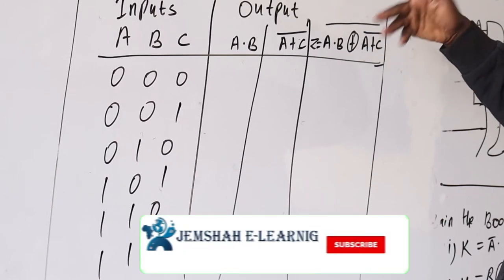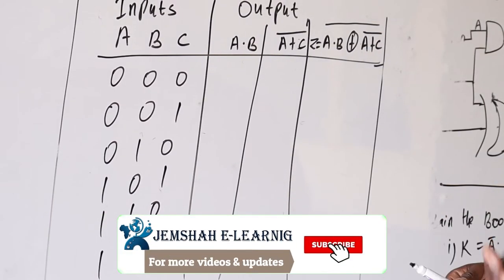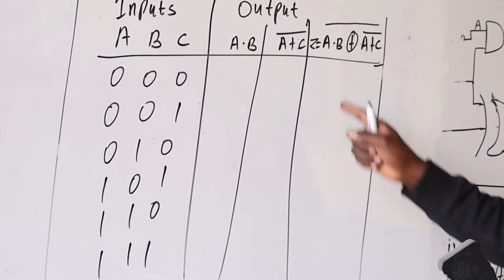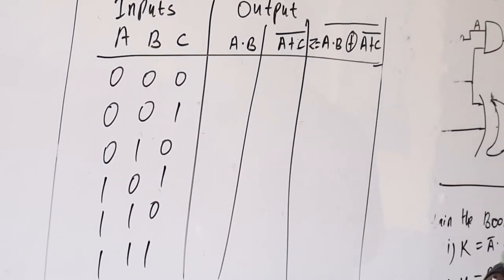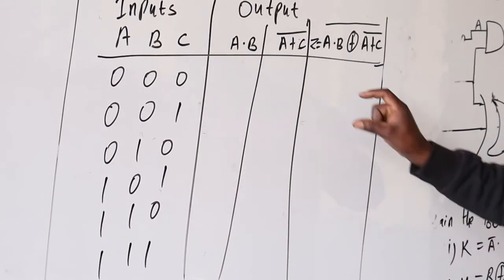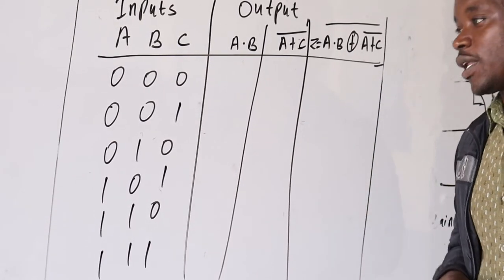Then the first one, we could have said complete the table and then draw the combinational logic circuit for the output Z, which is this one. So we are given the table, which is not complete. We are supposed to fill the table. Once we fill the table, we are done. Then we draw the logic circuit for output Z. So let us see what's happening.